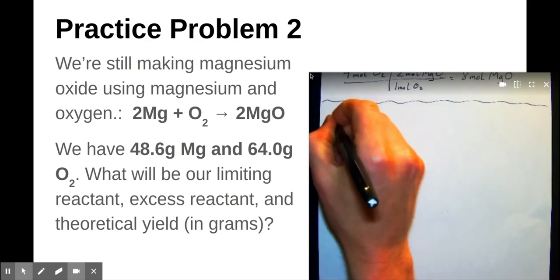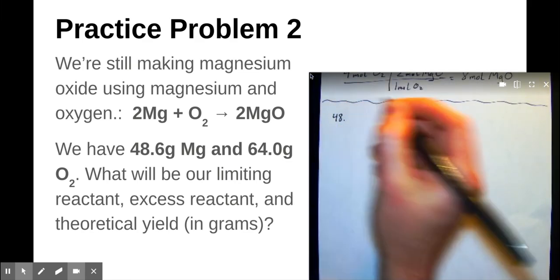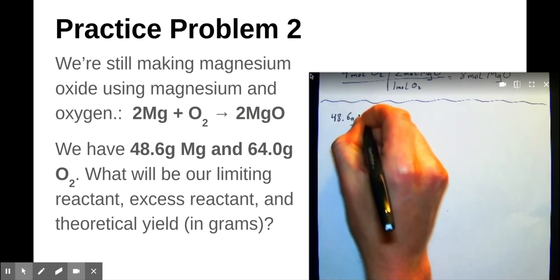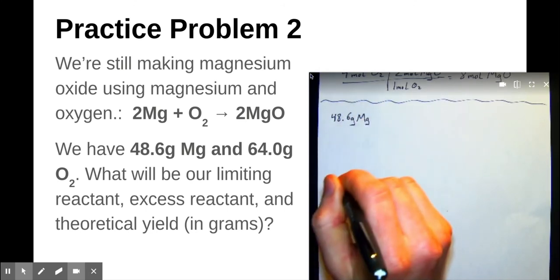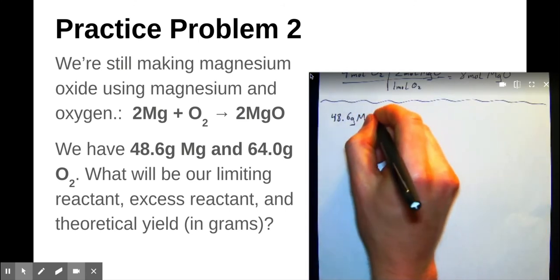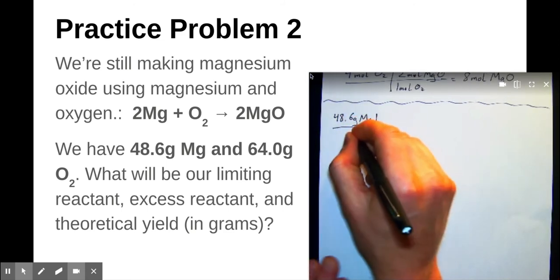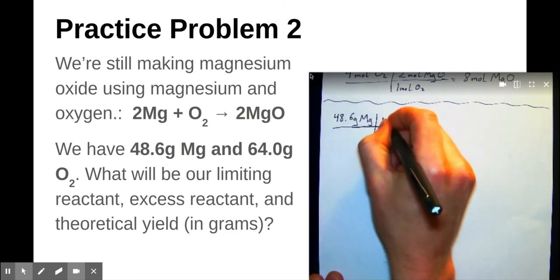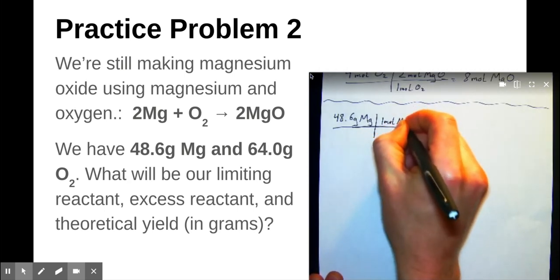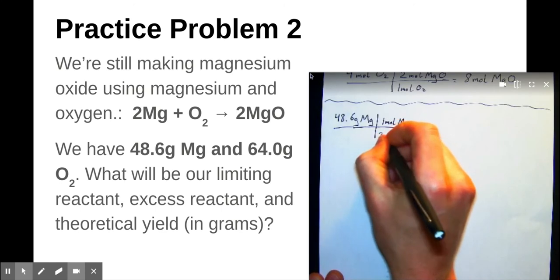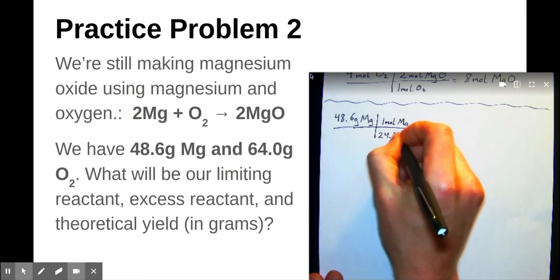But let's just start with magnesium. If we have 48.6 grams of magnesium, and we want to know how many grams of magnesium oxide can be produced, we're going to have to go through several steps here. We're first going to have to convert grams of magnesium to moles of magnesium using magnesium's molar mass, which is 24.31.